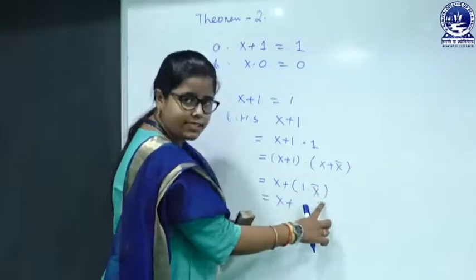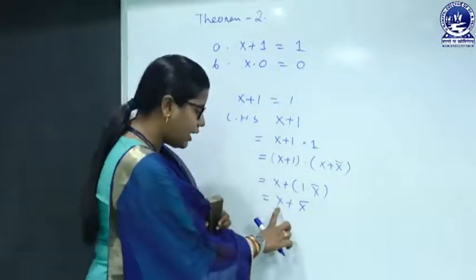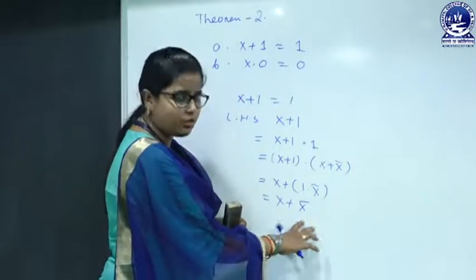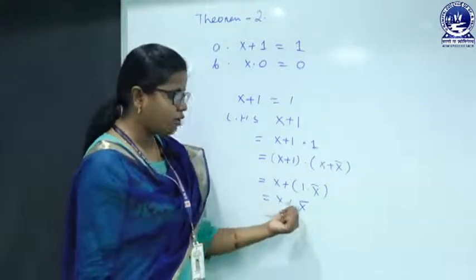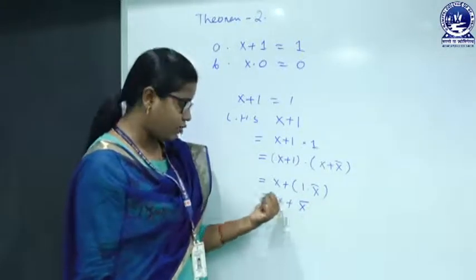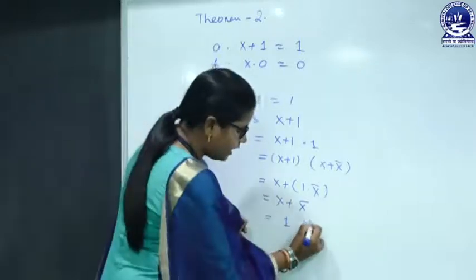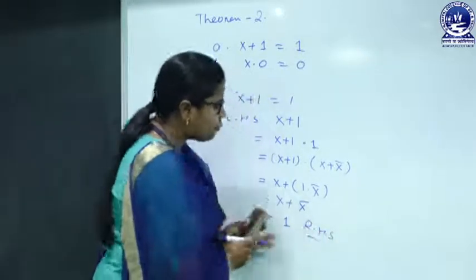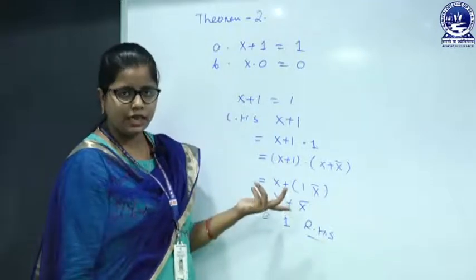So, 1 into x complement, so this will be the same as x complement. Now, x plus x complement is equal to what? This is equal to 1. If x equals 0, 0 plus 1 equals 1. If x equals 1, then 1 plus 0 equals 1. So, here we got the RHS. So, once we prove the first one, by the principle of duality the second is automatically proved.